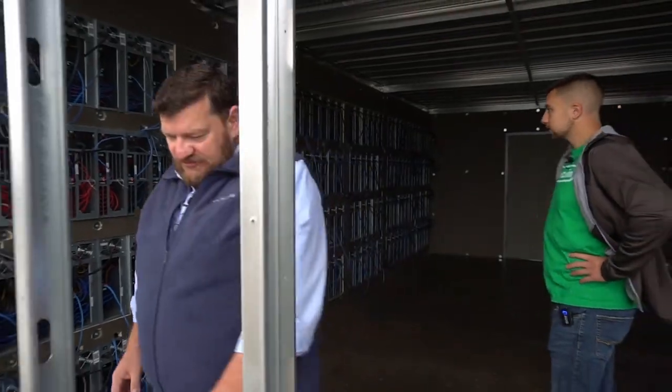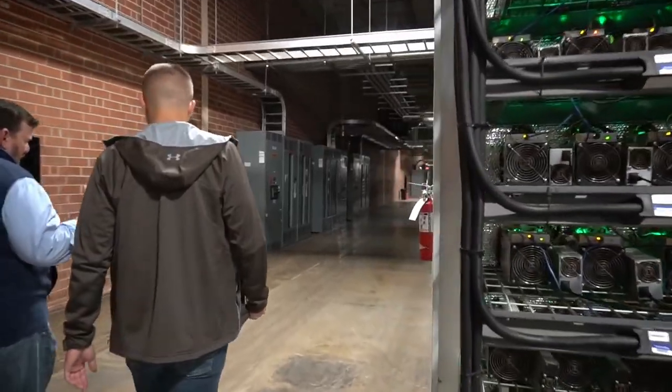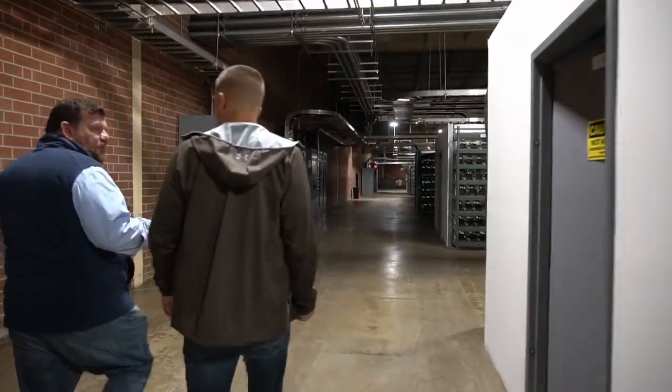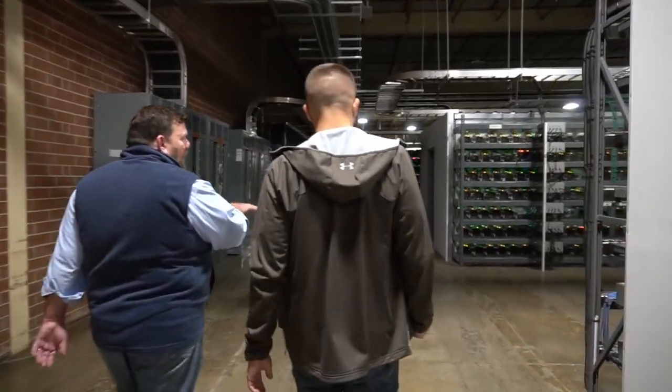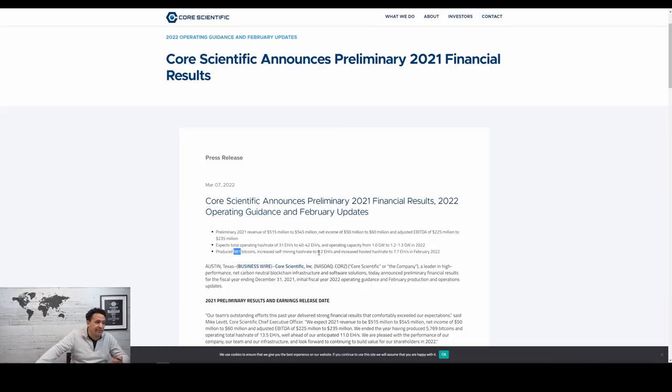Just yesterday, they announced that in February, they mined 981 Bitcoin, despite the increase in the Bitcoin hash rate, and increased their self-mining hash rate to 8.2 exahash per second. They are moving very, very fast, and also increased their hosted hash rate to 7.7. Honestly, I don't know how they're doing this so quickly. It's quite impressive, and I'd love to learn.